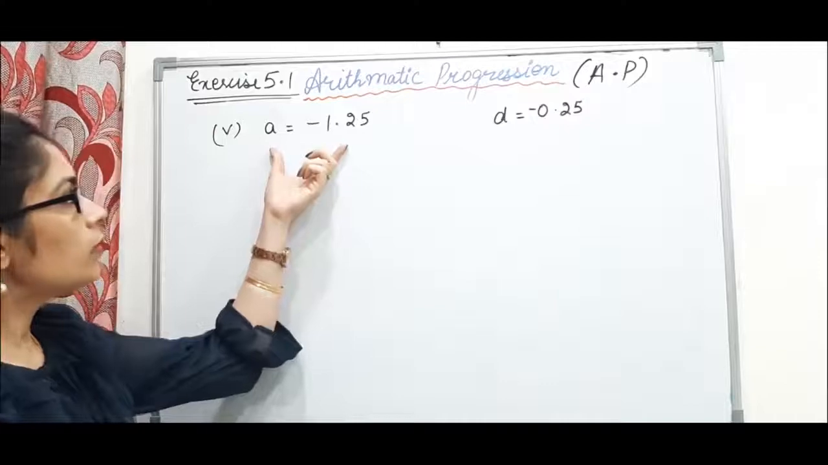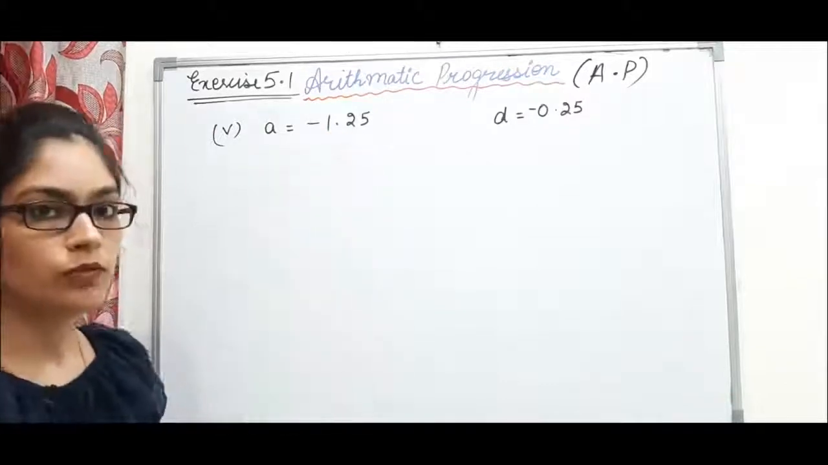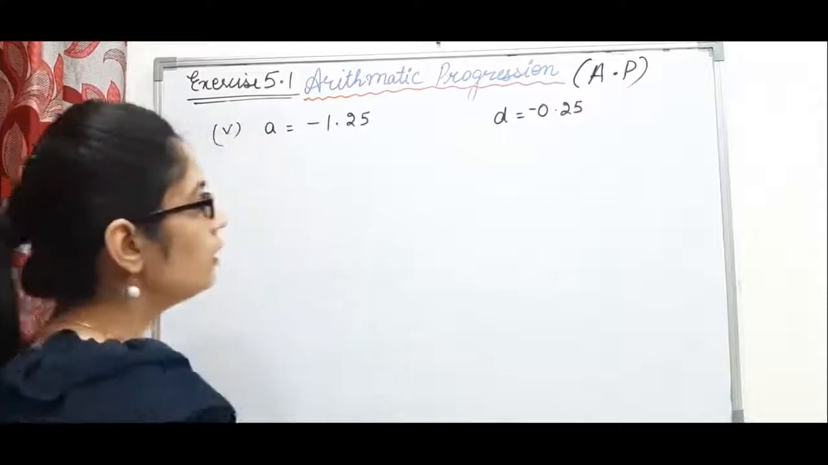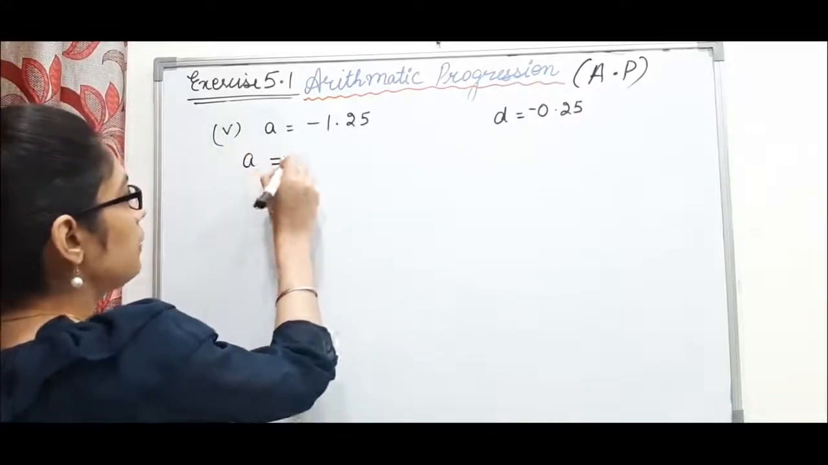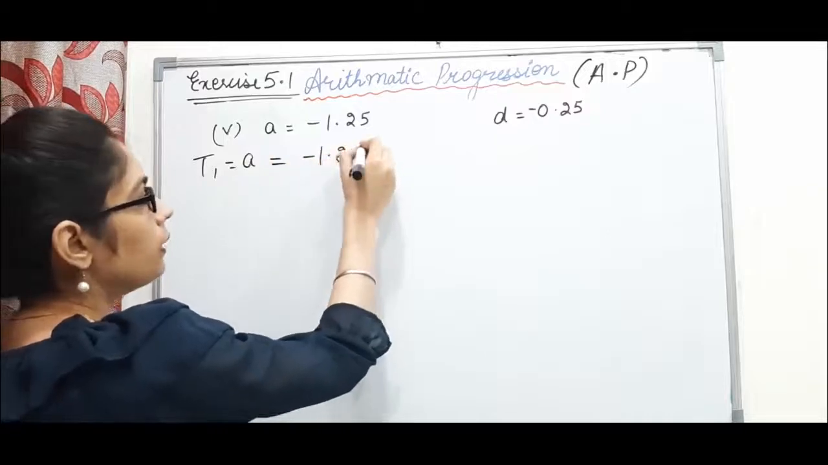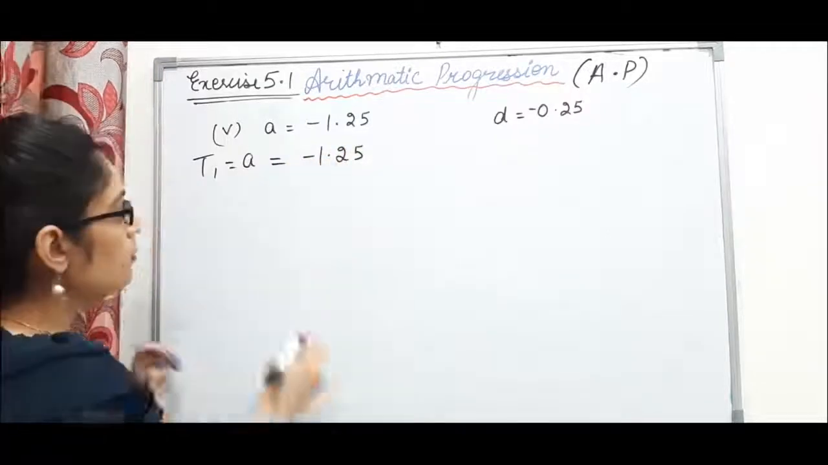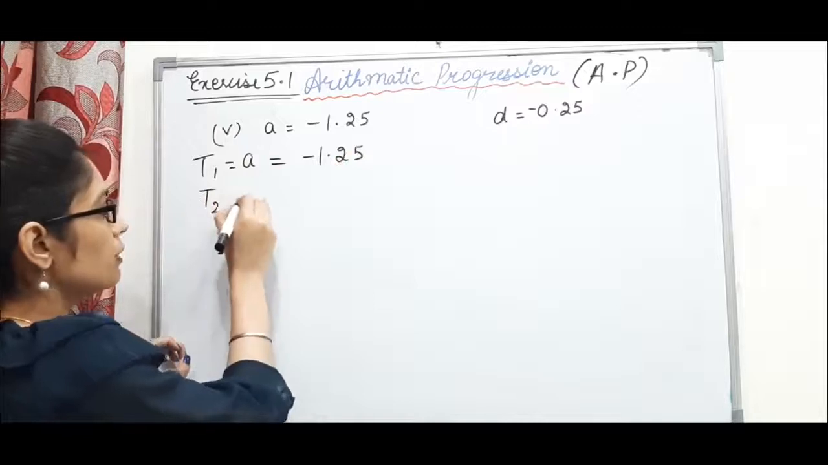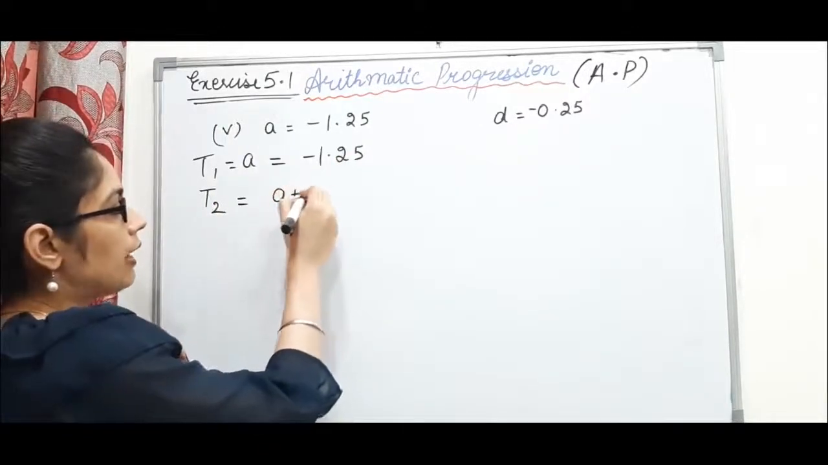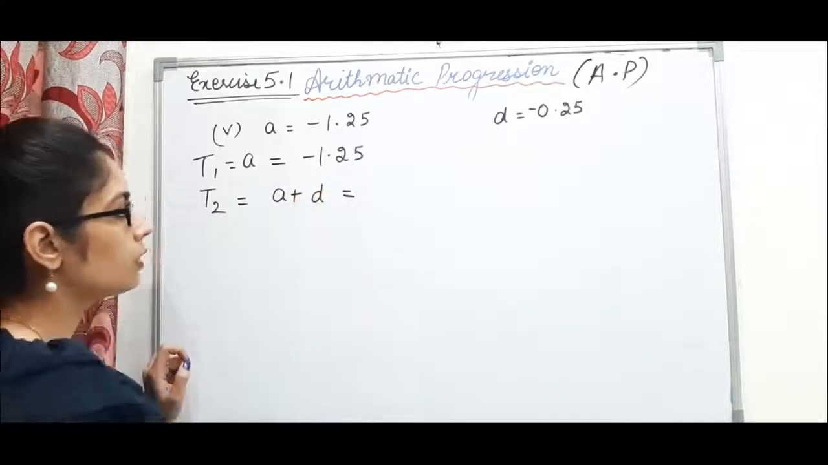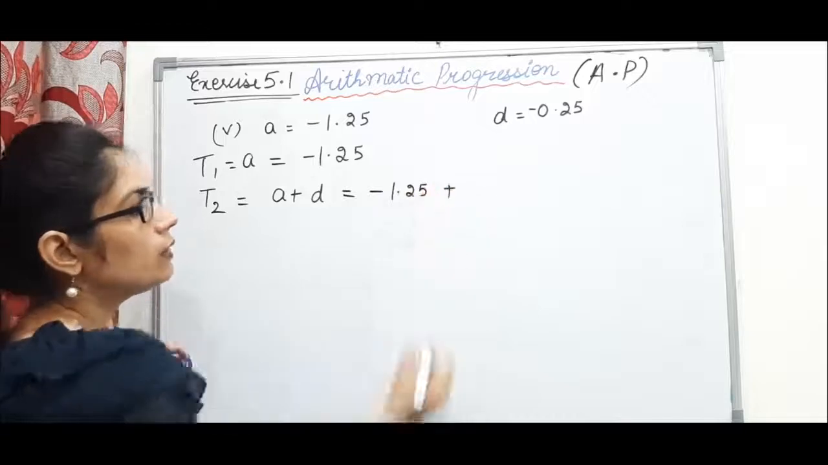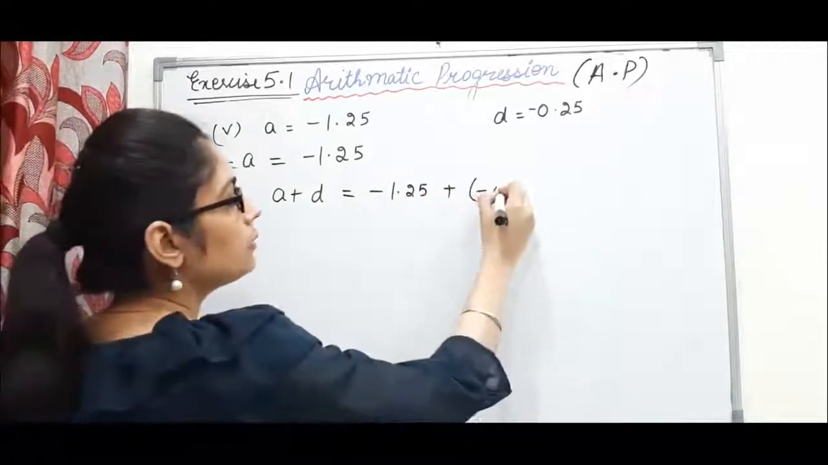Here a is equal to minus 1.25 and d is equal to minus 0.25. So, the first term T1 is our a, which is equal to minus 1.25. For the second term, the same formula we will use which we have used in the previous parts. For the second term, we write it as a plus d. A is minus 1.25 plus d is minus 0.25.